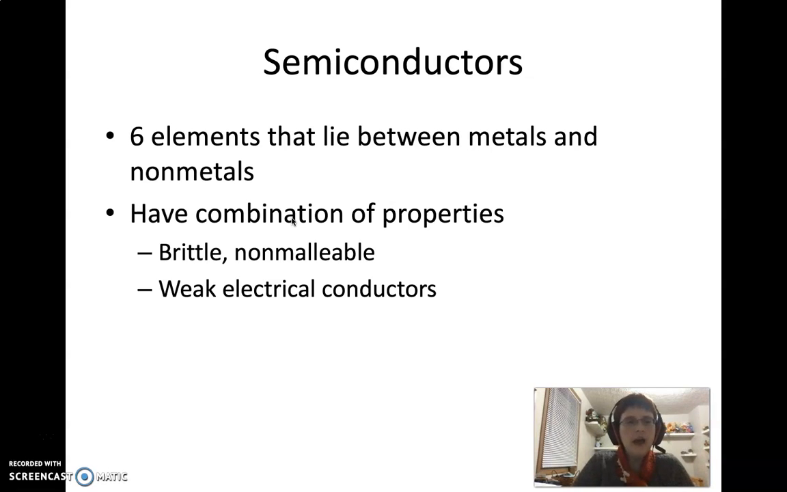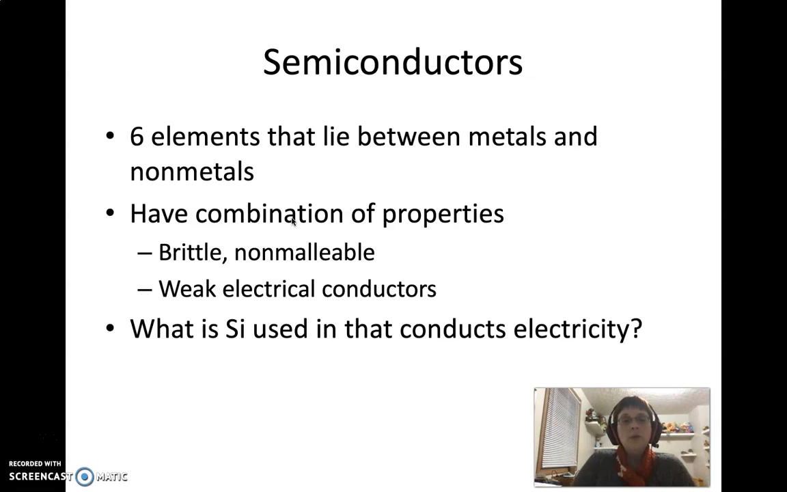And these guys have a combination of features between the two. They are going to be brittle and non-malleable. So they will be like a nonmetal in that way, but they are weak electrical conductors. That's why some of these are going to be used for different types of electrical uses. The best known one is silicon, and that one is used in computer circuit chips because it will conduct electricity, but not super well, and it will change that conductivity when it's exposed to different temperatures.